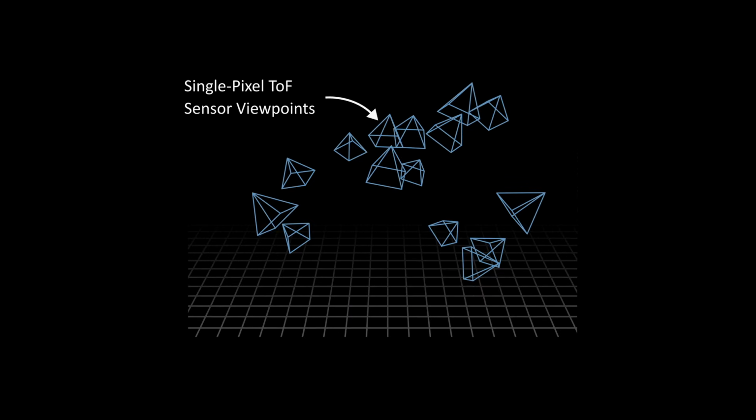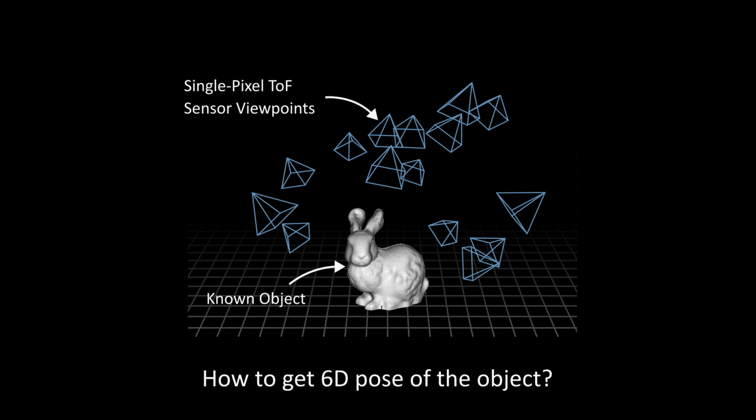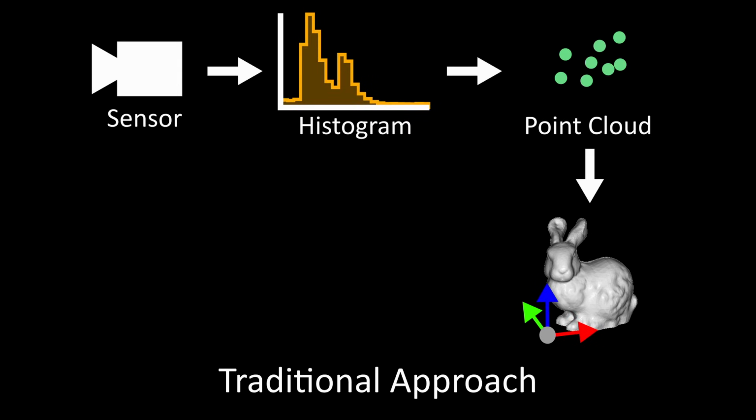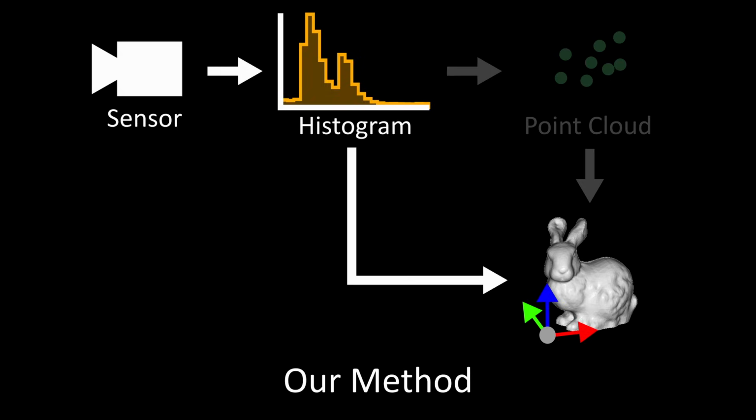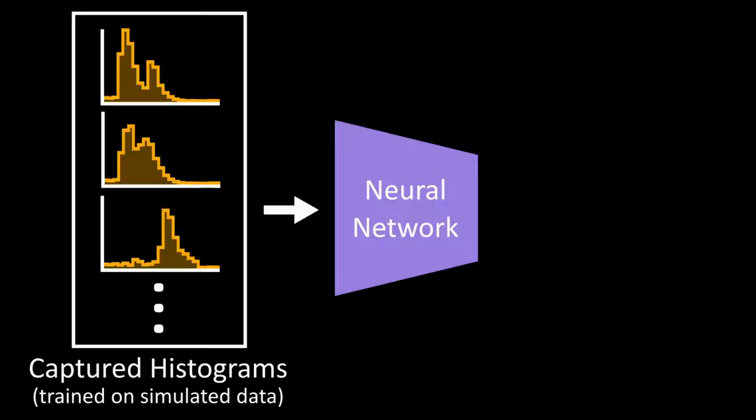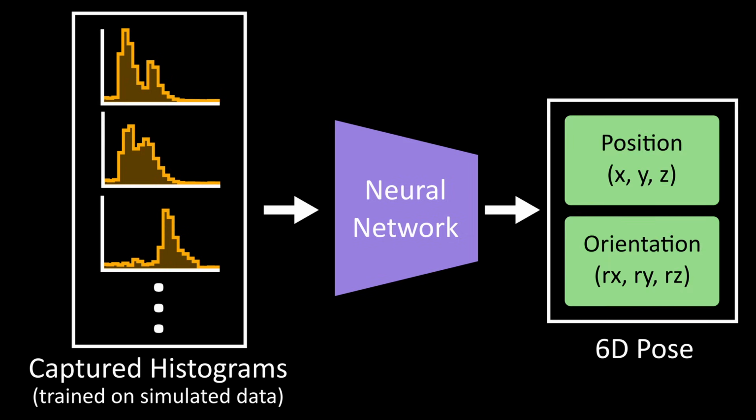Say we have a distributed set of miniature time-of-flight sensors all looking inwards, and we know the position and orientation of each sensor. How can we use these sensors to estimate the 6D pose of an object in the scene? Instead of relying on point clouds, which are too sparse to work well in this setting, our method utilizes the entire transient histogram. Given a fixed set of sensor poses, we train a neural network entirely on simulated data to estimate the underlying scene parameters, in this case 6D pose, given the transient histograms from each sensor as input.